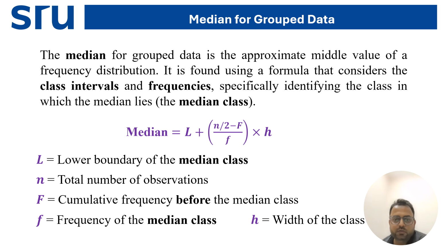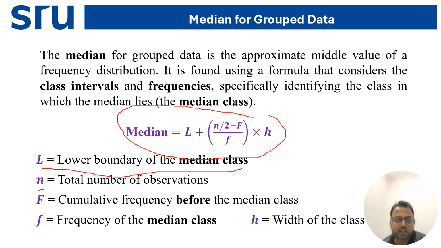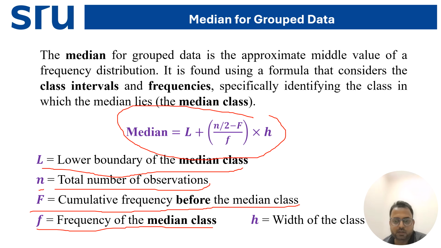So now come to the definition of median for group data. The median for group data formula is: median is equal to L plus (n by 2 minus F) divided by f, into h. So what is L? L is the lower boundary of the median class, and small n is the total number of observations. F is the cumulative frequency before the median class, and small f is the frequency of the median class.